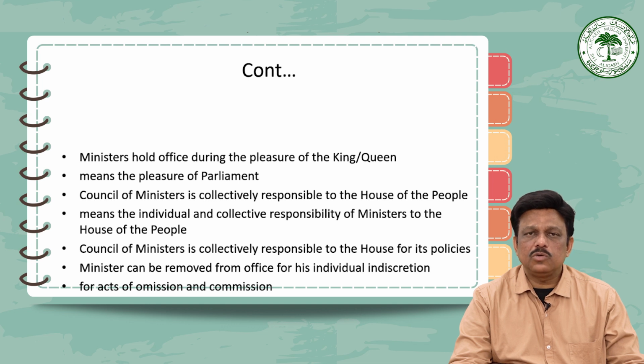This means the individual and collective responsibility of ministers to the House of the People. It also means that whereas the Council of Ministers is collectively responsible to the House of the People for its policies, a minister can be removed from office for his individual indiscretion or for acts of omission and commission, and the President exercises his pleasure on the advice of the Prime Minister. Without such advice, he cannot act independently. Ministerial responsibility is the essence of parliamentary government.